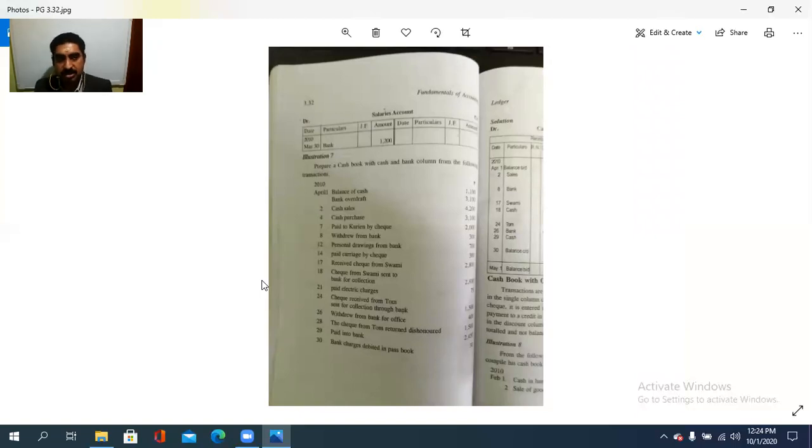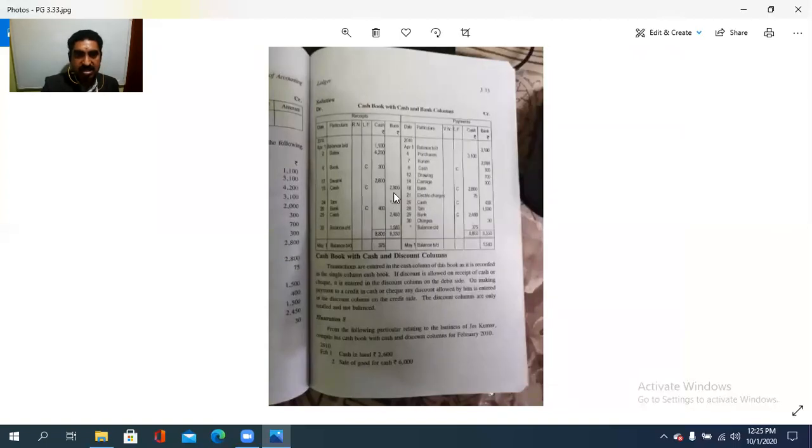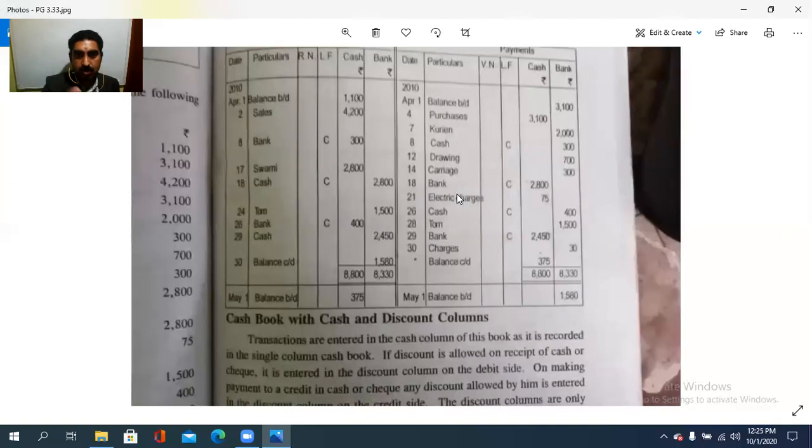Then, next, check from Swami sent to bank for collection. What is that? It means it is deposited into bank for collection. So, bank account debtor to cash, another contra entry: to cash in the bank column and by bank in the cash column. See, to cash in the bank column and by bank in the cash column. So that is 2,800, isn't it?